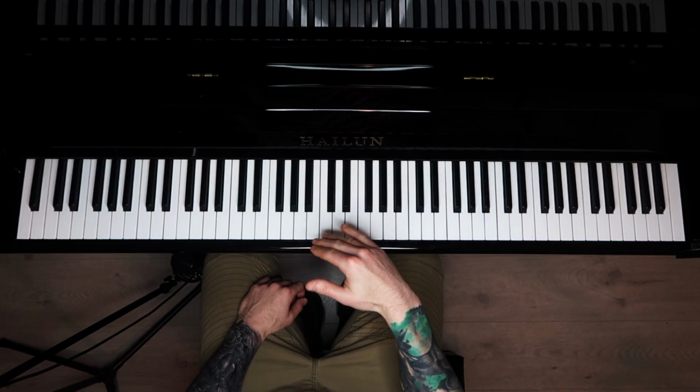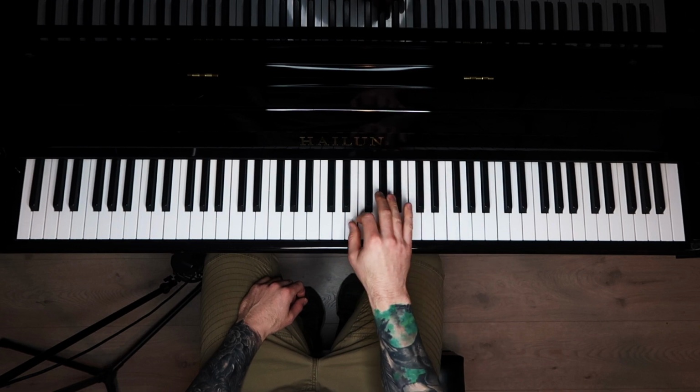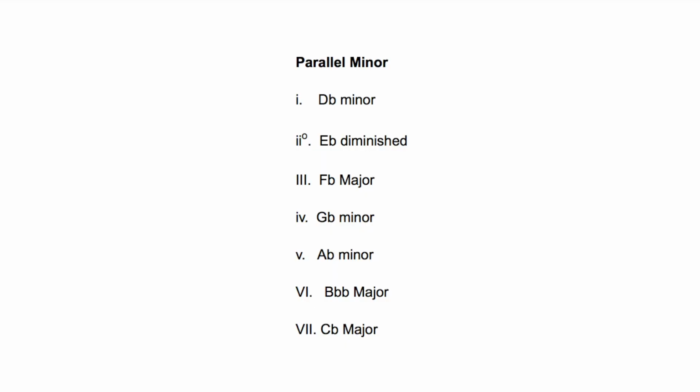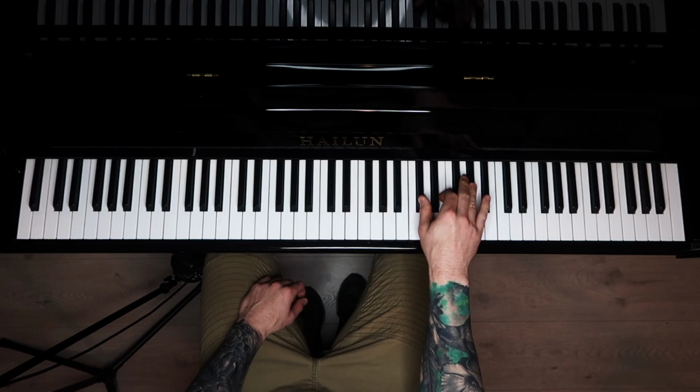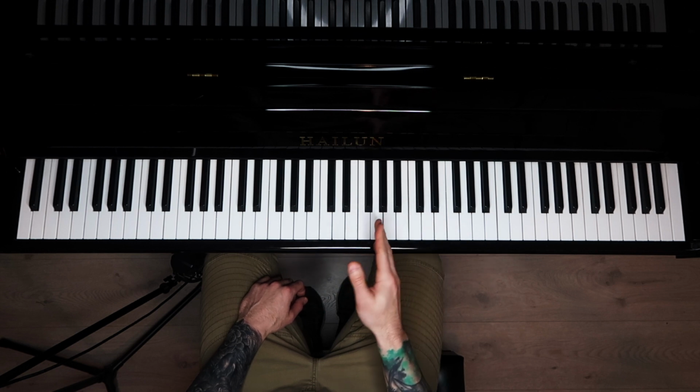Now, the minor counterpart is going to be D flat minor. So we have D flat minor, E flat diminished, F flat major, G flat minor, A flat minor, B double flat major, C flat major, and then we're back to that D flat minor. Now, some of those chords in there are spelled real funky.